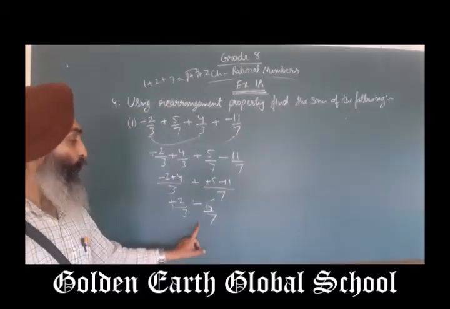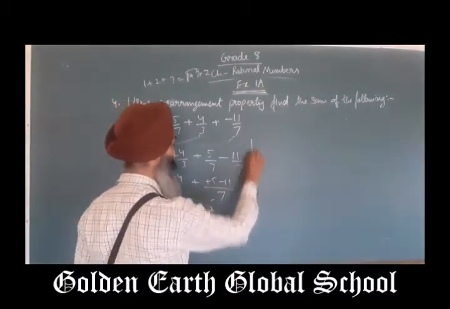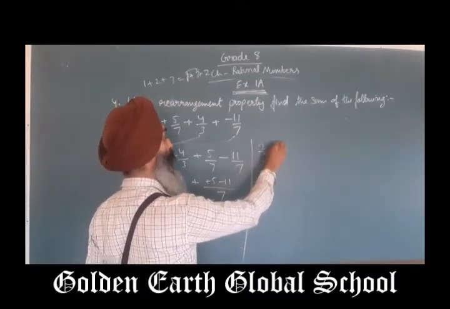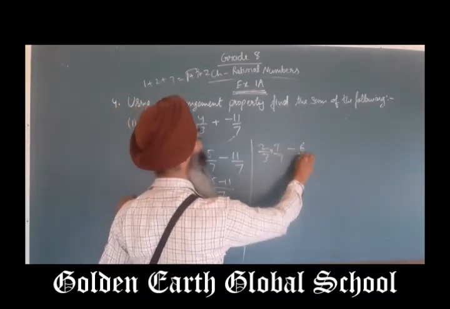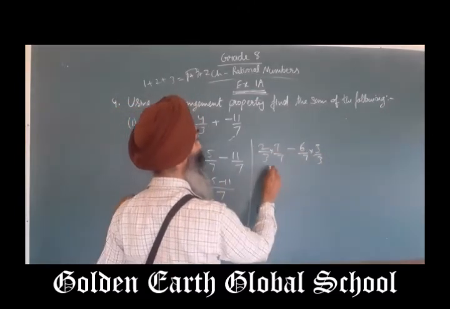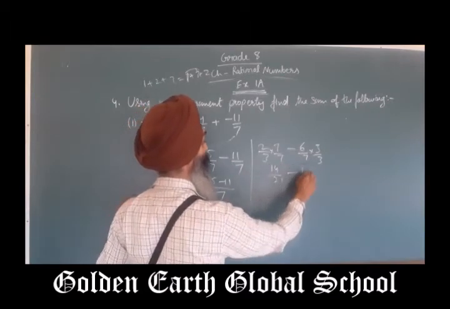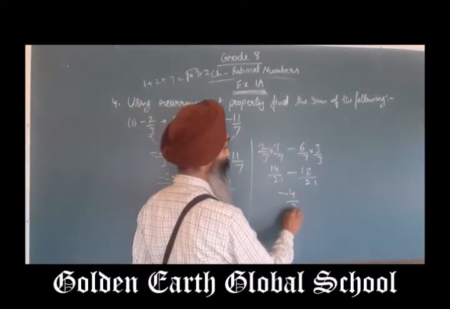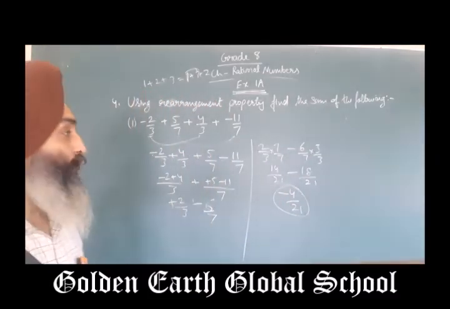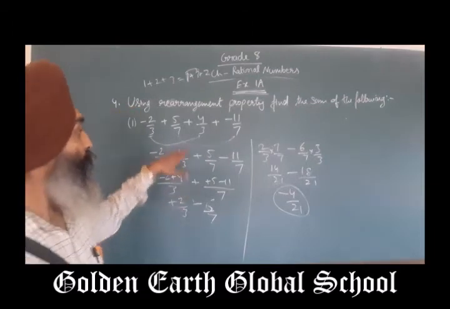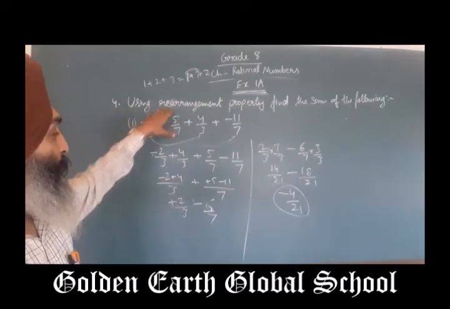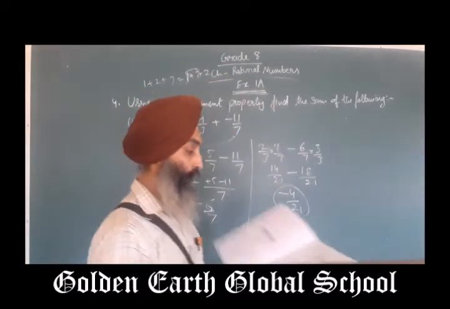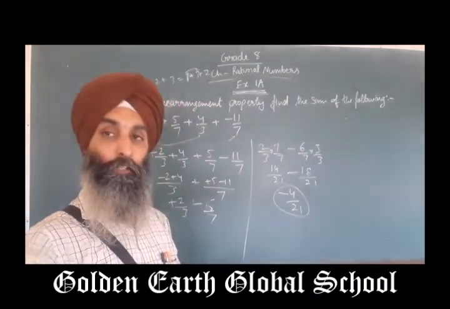Now here denominator is not same. Take the LCM. LCM of 3 and 7 is 21. Make it 21 by multiplying 7. Make it 21 by multiplying 3. Here it is. It becomes this. Now what is the answer? Minus 4 upon 21. So this is the required answer. Here you use this property, the rearrangement property, right? So second part of this question you can do it yourself, right?